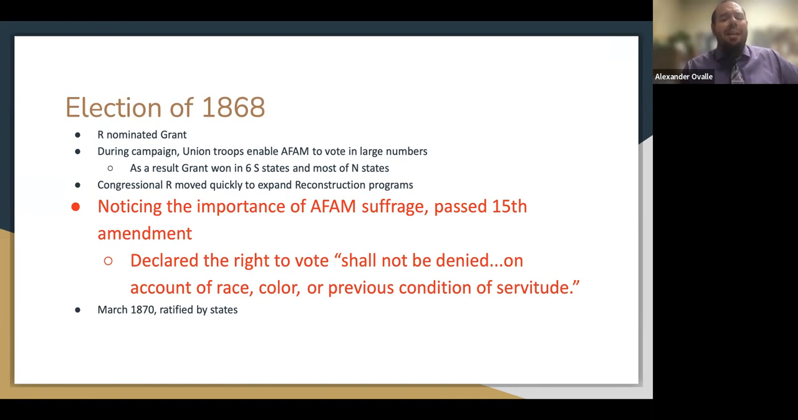The 15th Amendment declared the right to vote shall not be denied on account of race, color, or previous condition of servitude. And by March 1870, it was ratified by all the states. So the 13th, 14th, and 15th Amendment, pretty big in this time period.